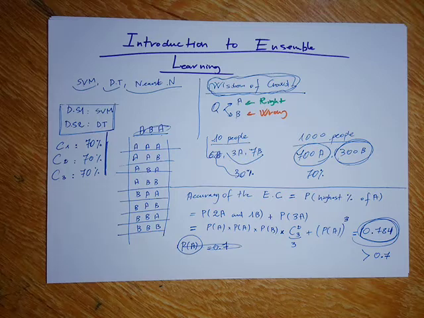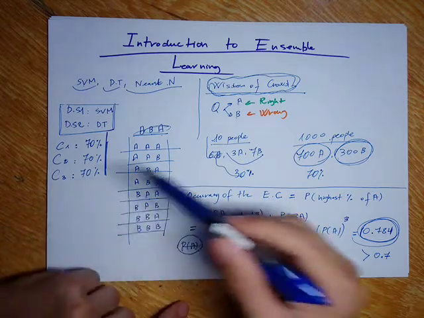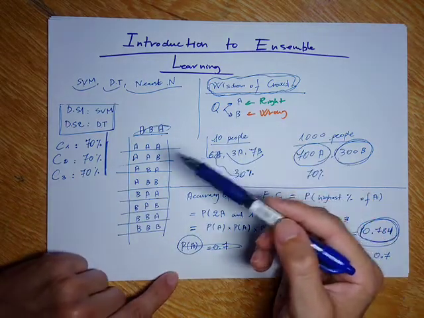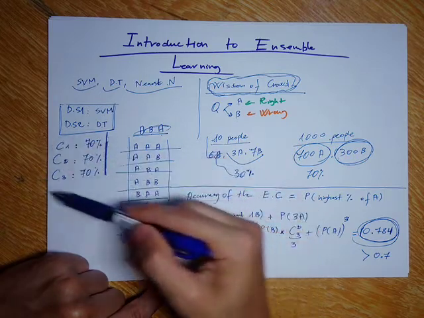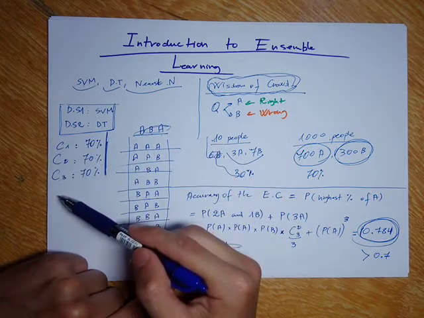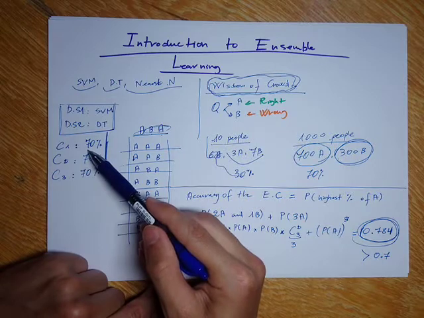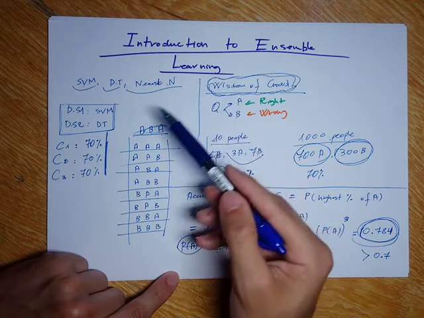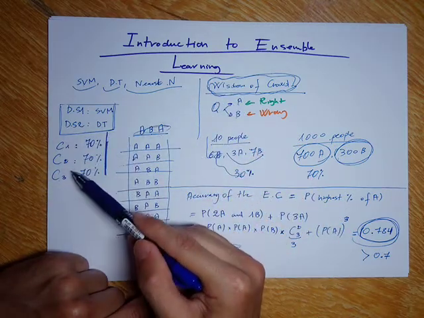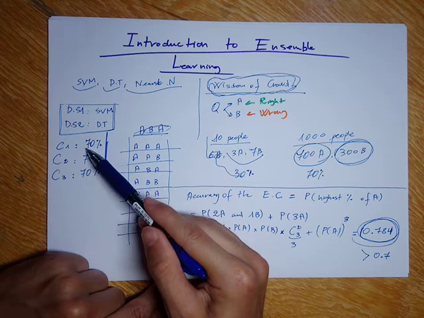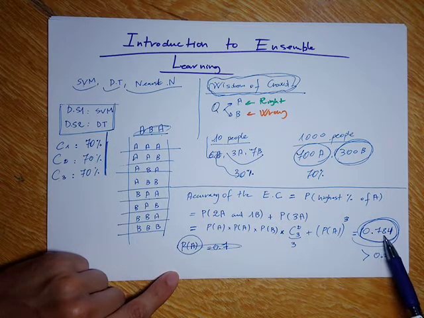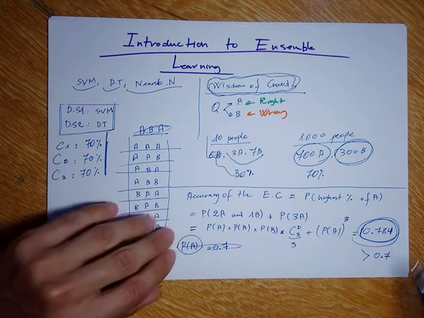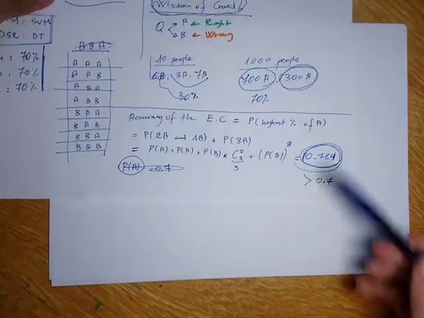Welcome back. In the previous video, we evaluated the accuracy of the ensemble classifier that is composed of these three classifiers, and each of these classifiers has an accuracy of 70%, right? And we proved mathematically that the accuracy of the ensemble classifier composed of these three classifiers is higher than 70%, and it's in fact 78.4%, right?